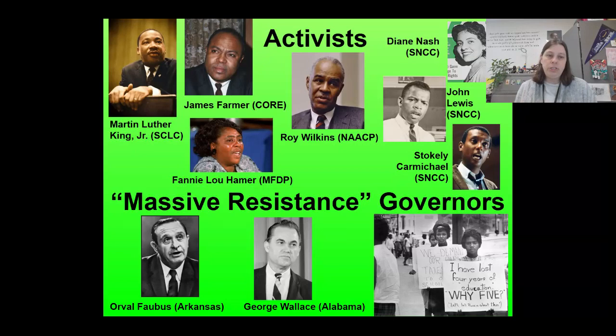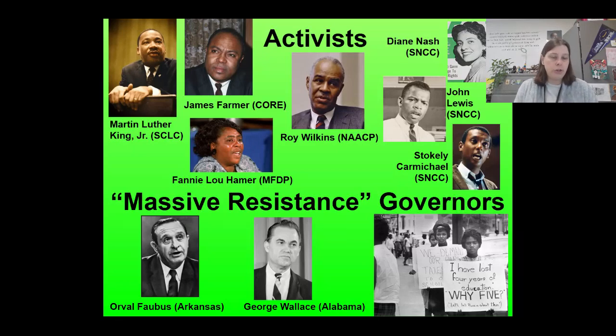So down at the bottom are two examples of governors who really go to some level of extreme. Orval Faubus of Arkansas is the governor during the Little Rock Nine crisis. So he is the one who sends the Arkansas National Guard to block the integration of Little Rock High School, and then after Little Rock High School has been integrated, he will close every single school in the state of Arkansas for at least a year, and I think maybe more than that, rather than integrate them. So massive resistance.